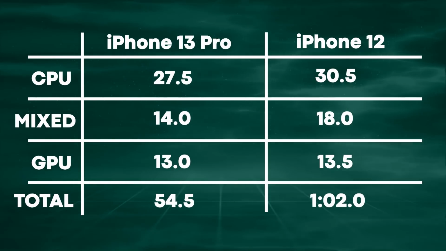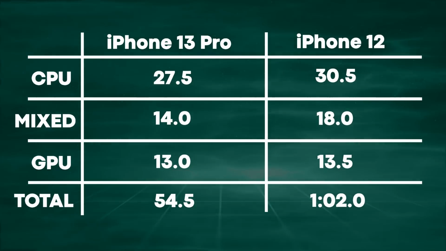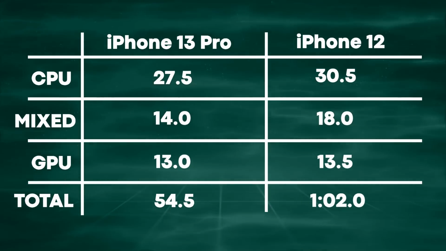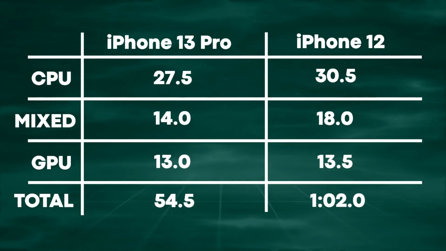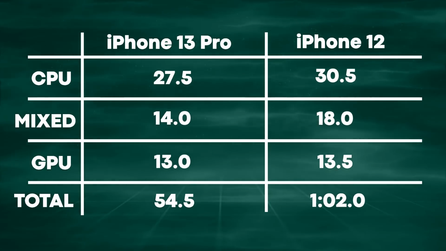And when we get to the GPU, that Unity test, 13 versus 13.5. So not so much of a startling difference there. However, still a win by the iPhone 13 Pro. When we add up all those wins, a difference of 7.5 seconds, the iPhone 13 Pro wins with 54.5. That is now the time to beat.